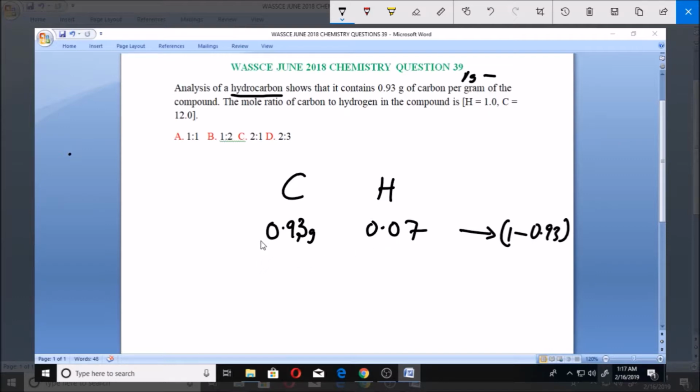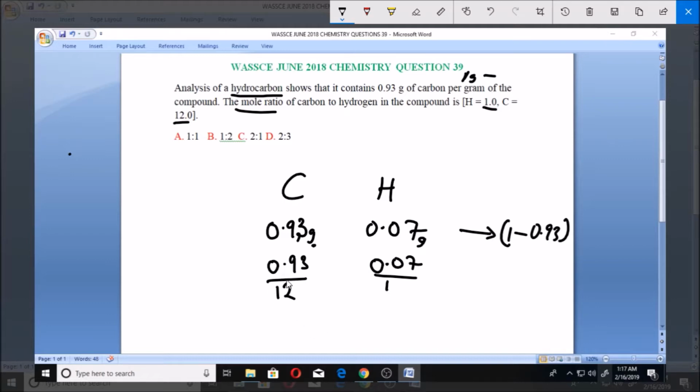Now, in order for us to know the mole ratio, we need to divide through by the smaller one. But before we divide through by the smaller one, to convert the gram to mole, we need to divide by these numbers as given here. So for carbon, the mass number is 12. So we are going to have 0.93 all over 12 in order to convert it to mole from gram. Then for hydrogen, the mass number is 1. We are going to have 0.07 all over 1. The atomic mass is 1.